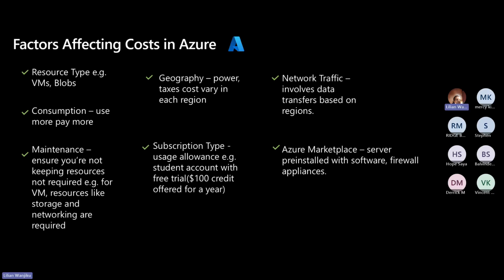Okay. So we can proceed to factors affecting costs in Azure. Last time we went through resource types, we saw the various resources we can use for storage, so that can affect the cost you're using in Azure. So maybe you have a lot of blobs or you have a lot of virtual machines in Azure. That can affect your cost. The more resources you use, the more money you will pay. Consumption, yeah, that is basically what you said. So you use more, you pay more. You use less, you pay less.